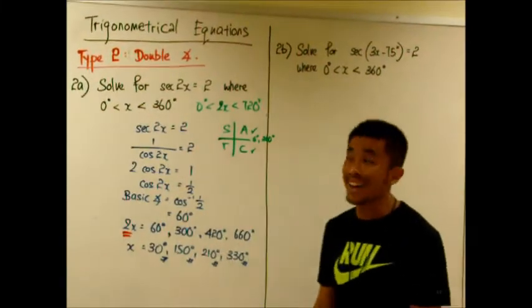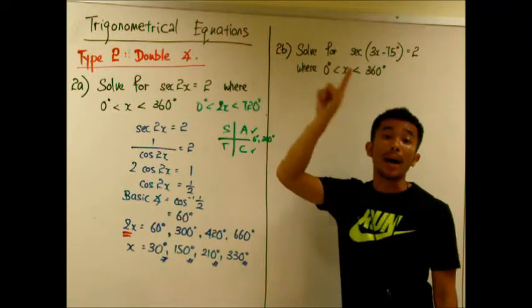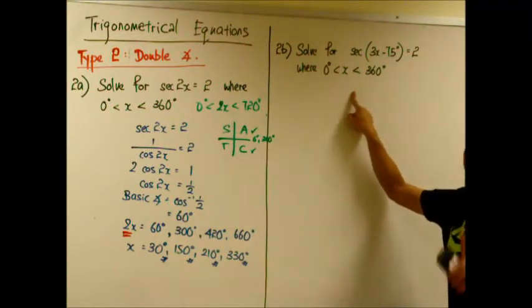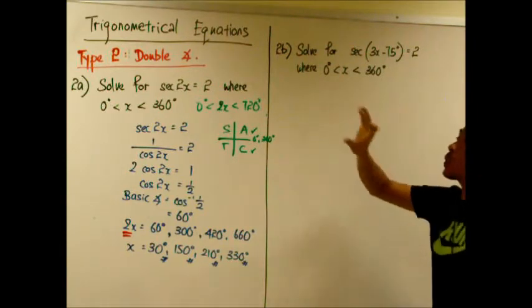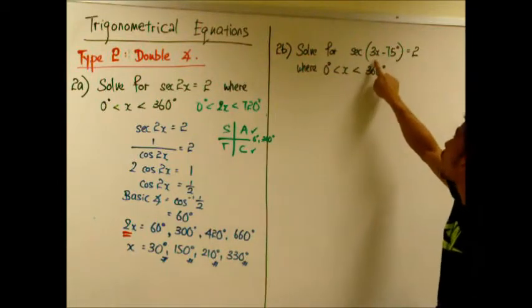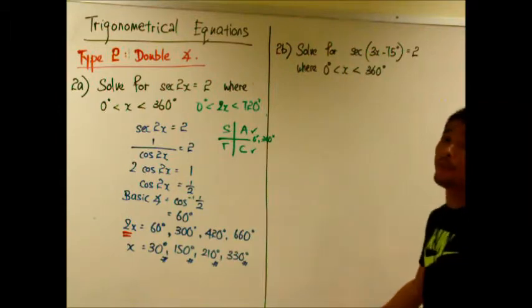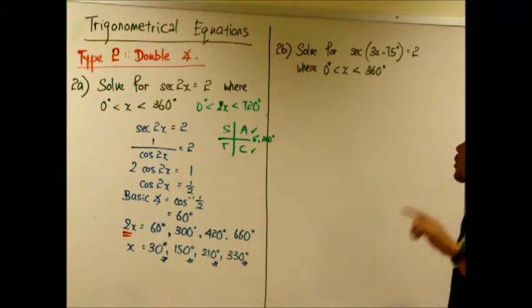Let us take a look at another example of a type 2 question on double angle. But if you realize in this question, it's not exactly double angle, but it's actually more than one cycle of solution, but I'll still classify it as a type 2 question on double angle, even though there are actually 3 cycles over here. So remember, before you get started, always check on the range.